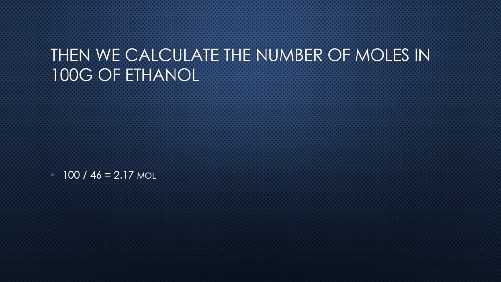The third step is to calculate the number of moles in 100 gram of ethanol. So we are going to divide 100 grams over 46 grams, which is the mass of 1 mole. So it produces 2.17 mole of ethanol. So the equation is going to apply for 2.17 mole of ethanol.